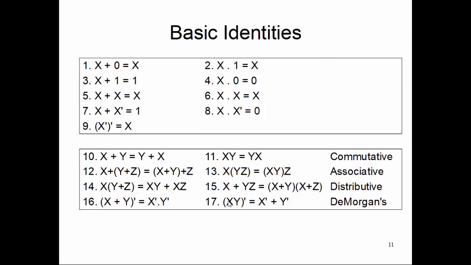Similarly, its dual is true, which is relation 17. So we are doing an AND of two variables and complementing that result. That is the same as complementing the individual variables and ORing them. So (x and y) whole bar is x bar or y bar. That's De Morgan.